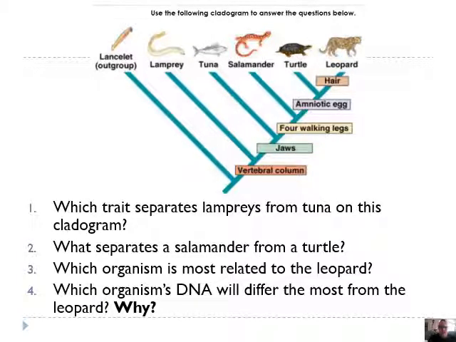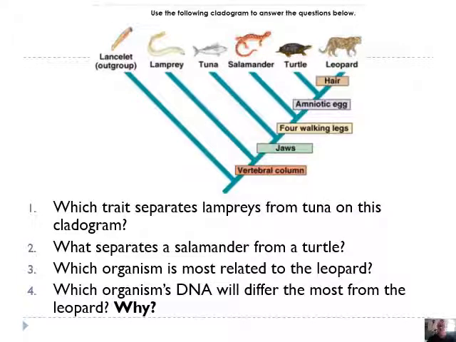Which trait separates lampreys from tuna on this cladogram? So now you're going to go to where lamprey and the lancet kind of meet, and you notice there that the vertebral column is the one thing that separates them. So what is the trait? It is the vertebral column. What separates a salamander from a turtle? It's the fact that the turtle, well, something sort of developed an amniotic egg, and that separates the two of them.